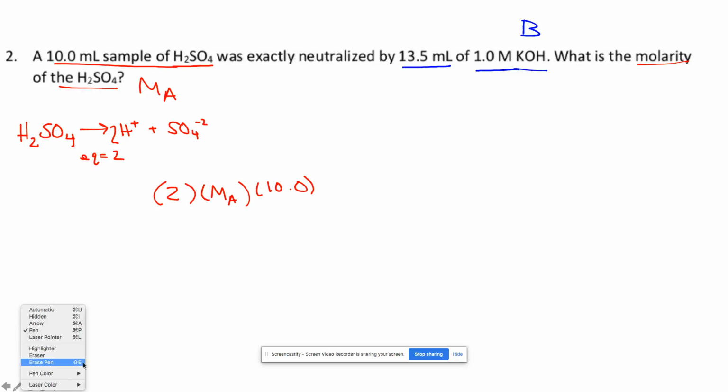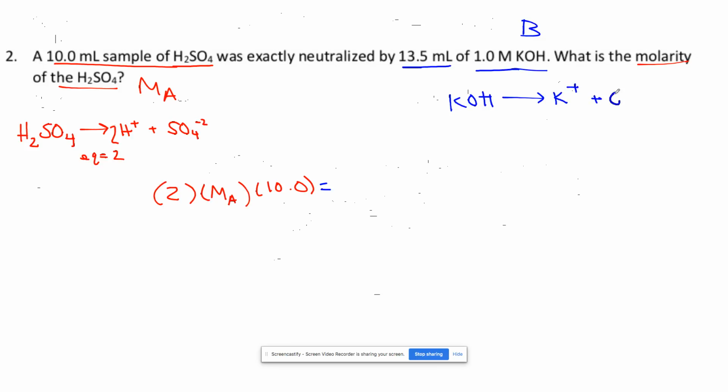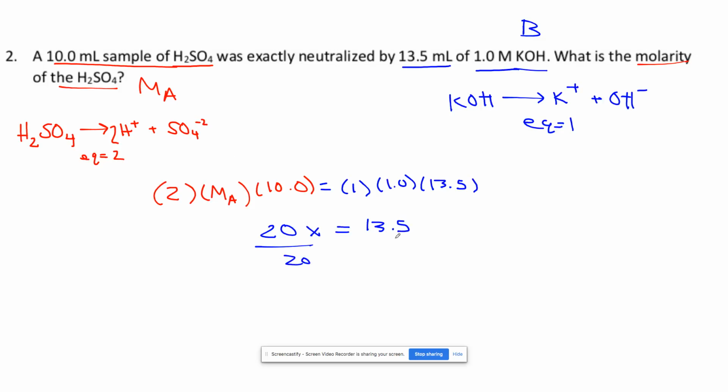Now let's talk about the base side. So we have KOH. You might already be able to tell what the equivalence is, but let's prove it. 1 K, 1 OH. How many hydroxides? 1. Equivalence would be 1. Molarity of the base is also 1. Volume of the base, 13.5. Okay, let's do some math. So we get 2 times 10, so that's going to be 20 times X equals 13.5. Divide both sides by 20.